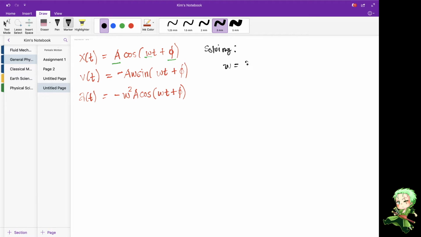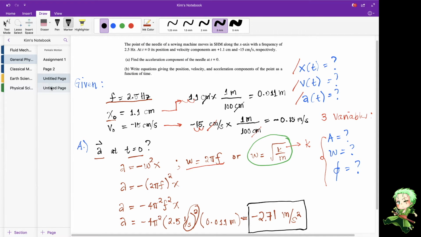So you know that omega is equal to 2 pi f. Okay, so as I've said, 2 pi has understandably a unit of radian, which is not a true unit in this case, or radian is really not a true unit for that matter. So the frequency, if we go back to the previous problem, is given to be 2.5 hertz.